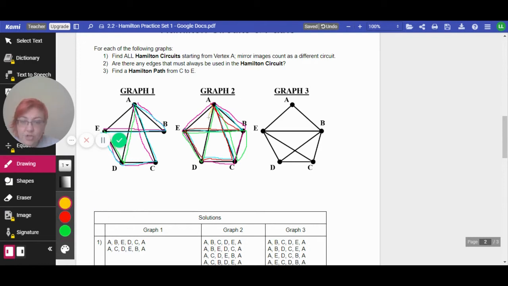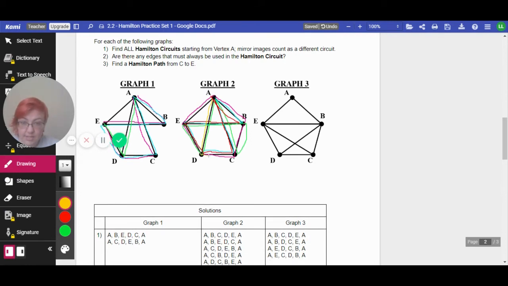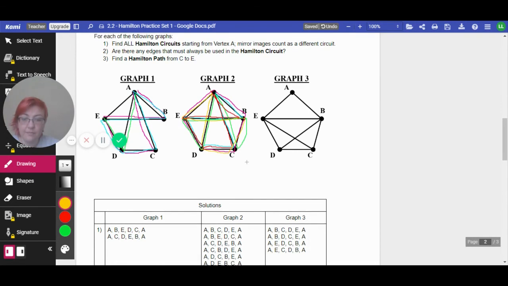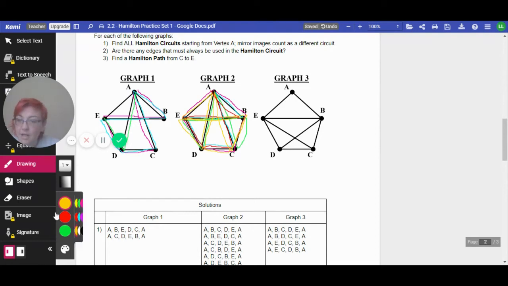I could go A to D, C, B, E, A. A to D, E, B, C, A. And then, of course, I'm running out of colors.